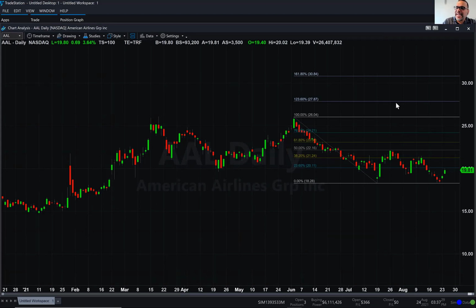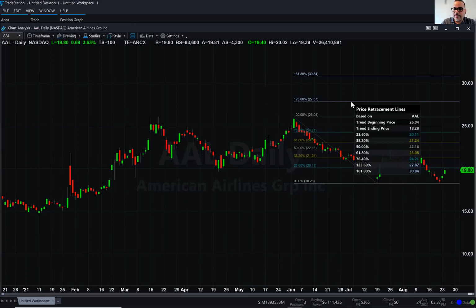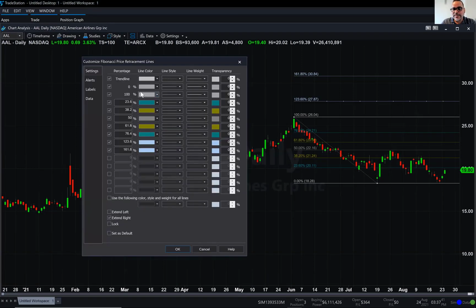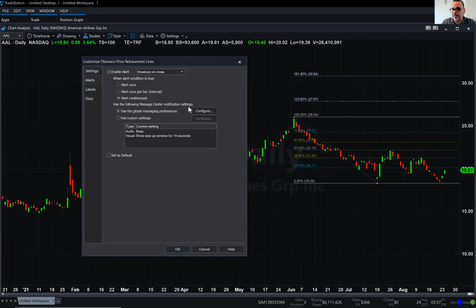In addition to adding alerts, if you want to be alerted when any of these lines are touched, or whenever any of these lines are broken, you can just do the same thing. You can double click on any of its lines, and in this customized Fibonacci dialog, all you need to do is click on alerts and enable the alert. That way, whenever the price activity touches any of these lines, you would be alerted.